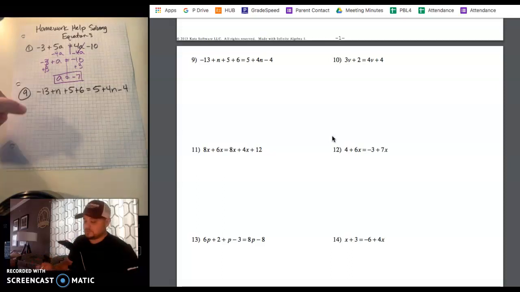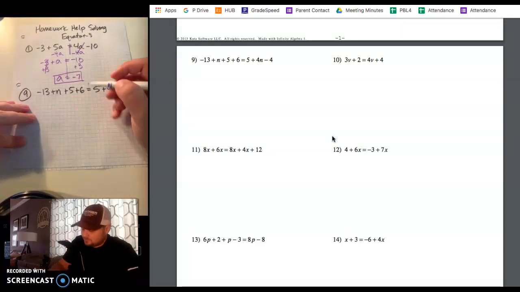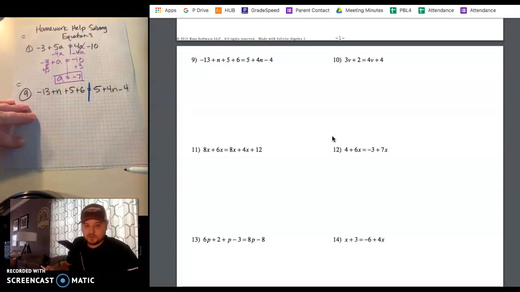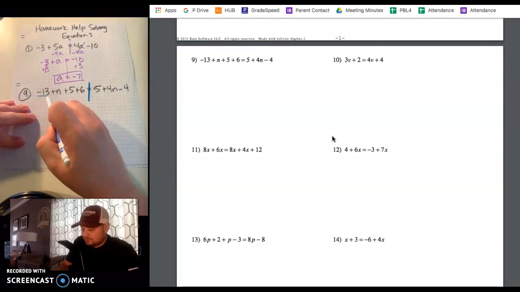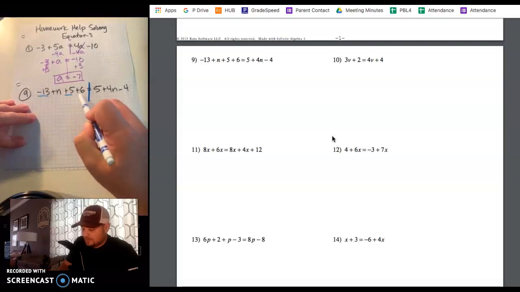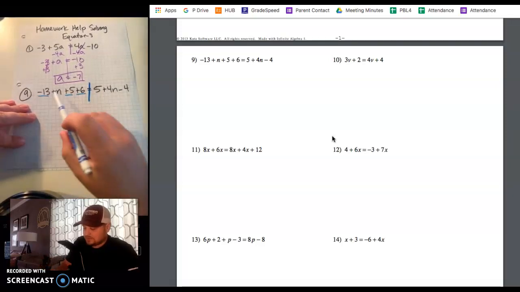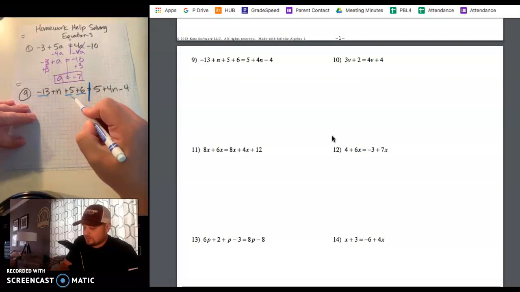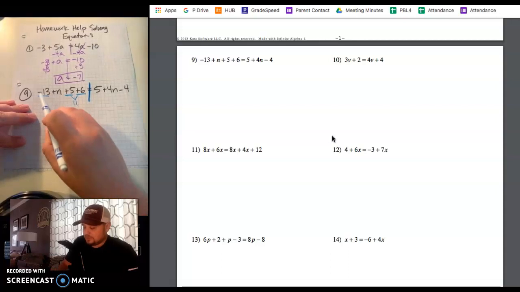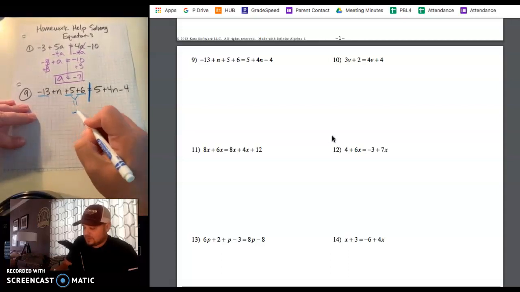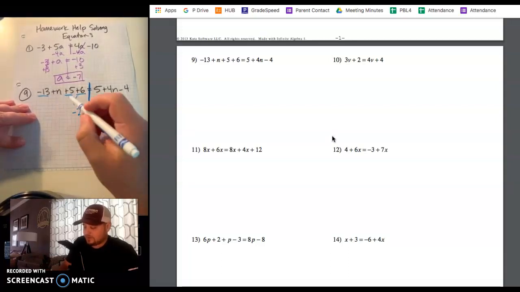So we're going to jump straight into step 2, which is to combine like terms. We don't cross the equal sign when we combine like terms. All right, so I've got a -13, a 5, and a 6. On this side, I've got 3 numbers that I can combine into one number. 5 and 6 makes 11. 11 and -13 makes -2. All right, so we've got -2.